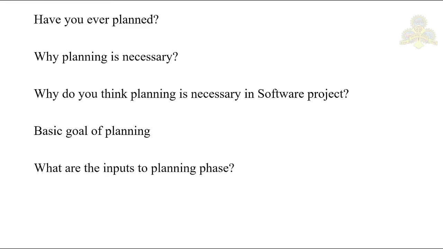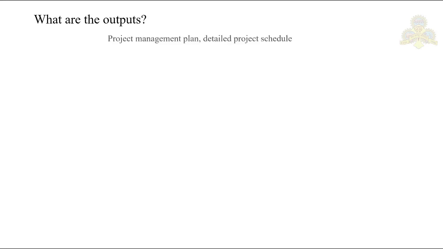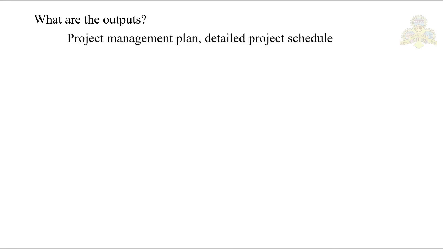Then, what could be the inputs to the planning phase? The inputs to your planning activity are your SRS, the requirement specification, and the architecture description. When you have the architecture and the SRS in place, then you can start with your planning. Then what could be the output of it? What are the outputs? The outputs are your project management plan and detailed project schedule.